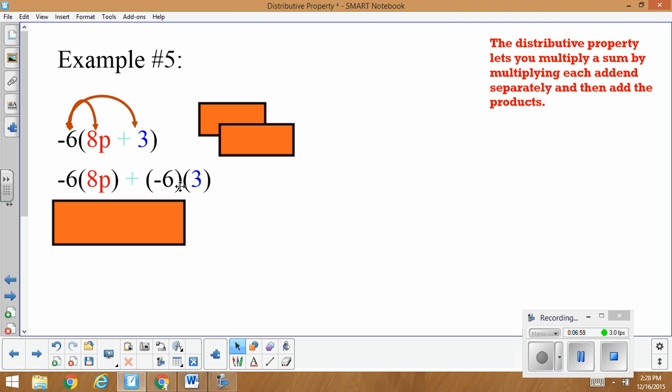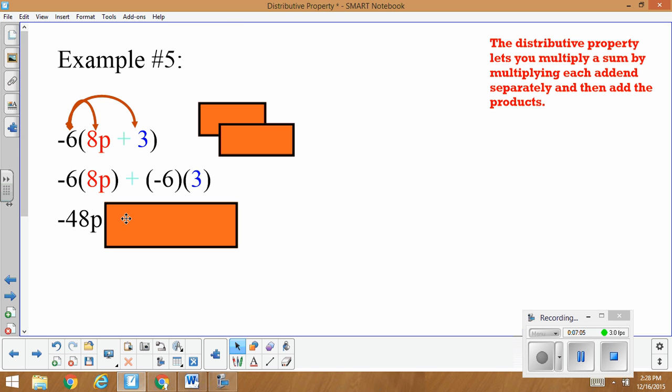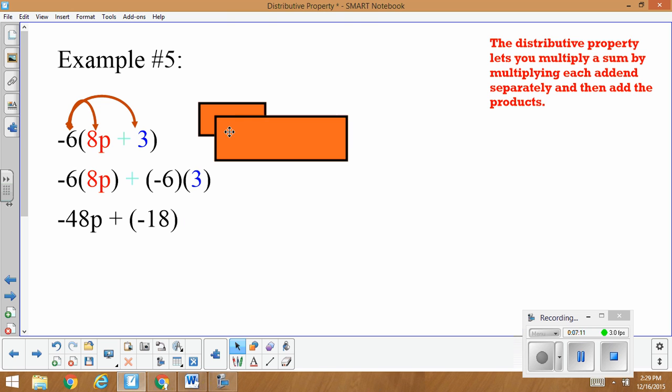And now I'm just going to multiply to reduce the problem down. So -6 times 8p is negative 48p. Bring the plus sign down. And -6 times 3 is -18.